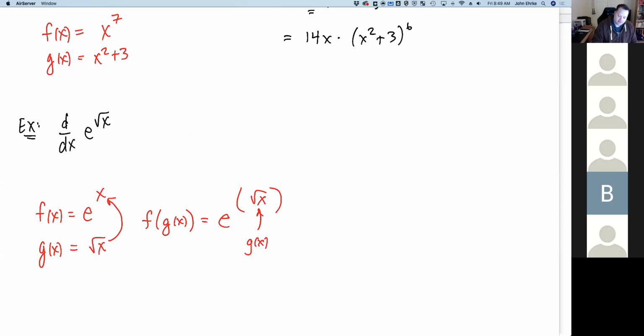Chain rule says you take the derivative of the outer function first. Well, the outer function derivative is just e to the x. So e to the x, but you plug in the inner, but then you have to multiply by the derivative of the inner function. So this is e to the square root of x times 1 over 2 square root x. And that's your answer.